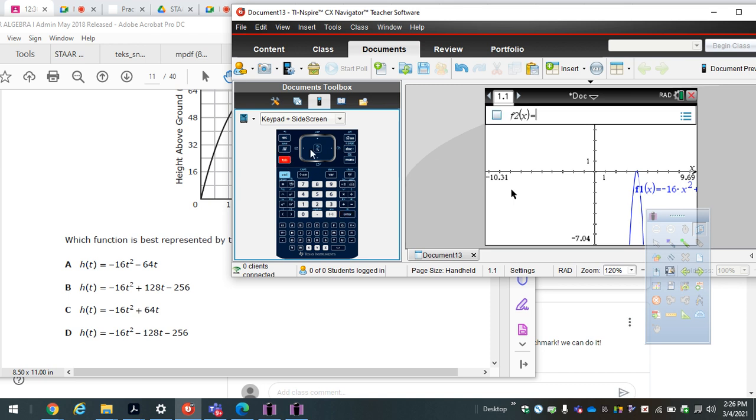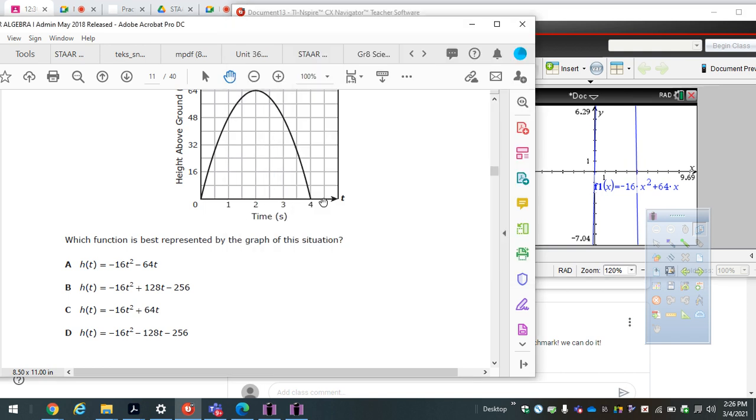I'm going to press tab to go back to the thing. Press up to go to the next one. I think it's 16x squared, right? Plus 64. Enter. Ooh, I think that's it. Look at that. 0 and 4. And according to this one, 0 and 4. Let's see what this one does.